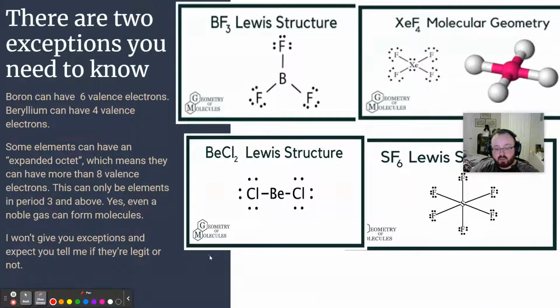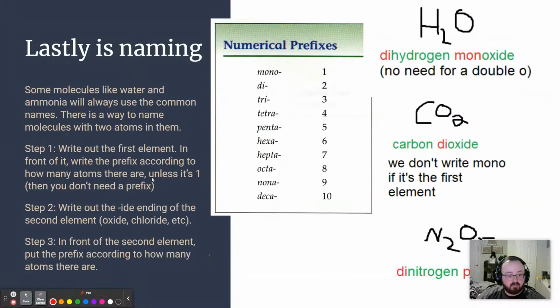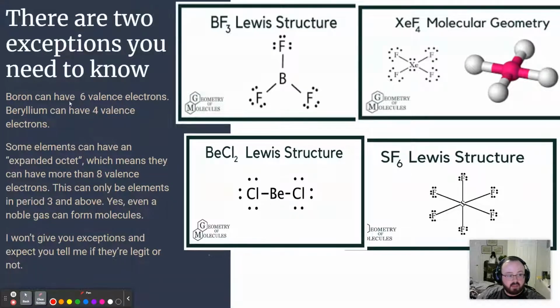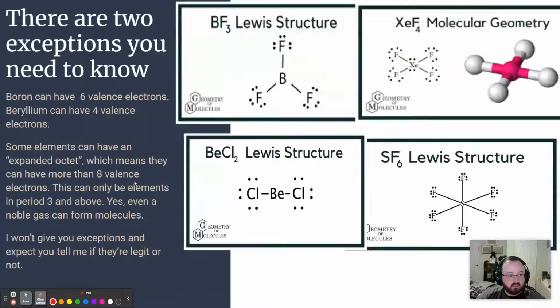So welcome back, scholars, folks. We're going to talk just briefly about some of the exceptions. The only exceptions are boron, which can have 6 valence electrons, and beryllium, which can have 4. Okay? We look at this boron, 1, 2, 3, 4, 5, 6. This is good to go. Beryllium can have 1, 2, 3, 4. We are good to go. Okay? It works. It's because the atoms are small.